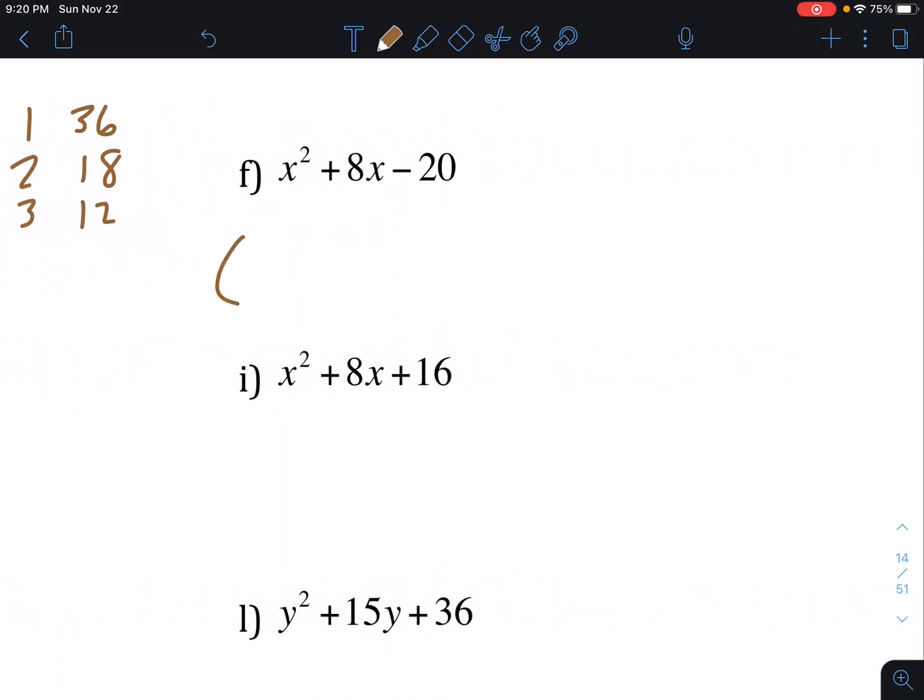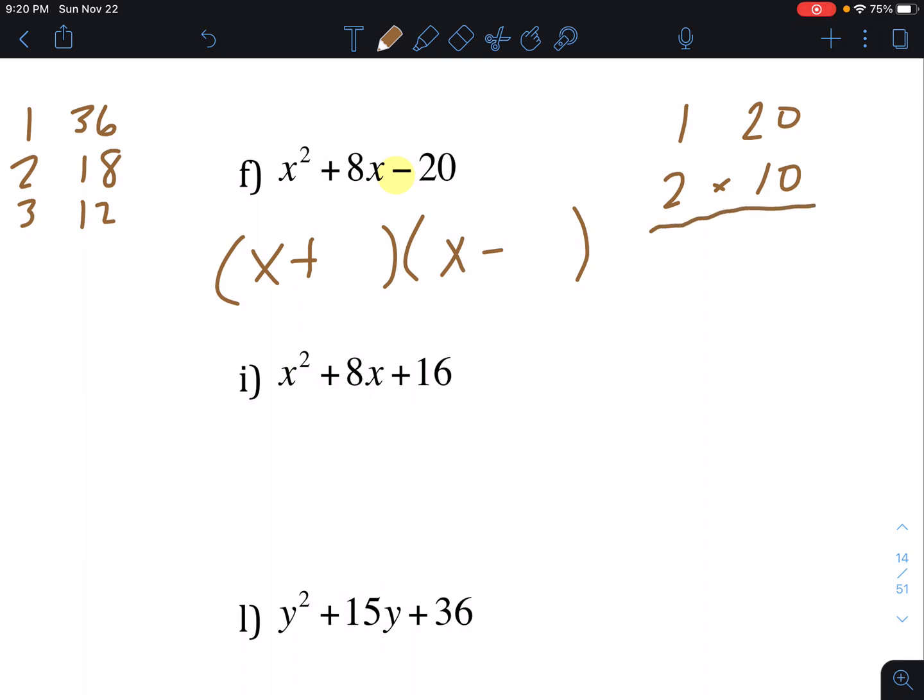All right, letter F. The signs here, the C is a minus. This is our first problem where we have plus, minus. These are the ones that are the hardest of the three scenarios. So we have to think here, what two numbers multiply to get C, but subtract to get B, 8? So 1 times 20. Nope, they don't subtract to get 8. What about 2 times 10? Well, yeah, they subtract to get 8. So that's going to be my pair.